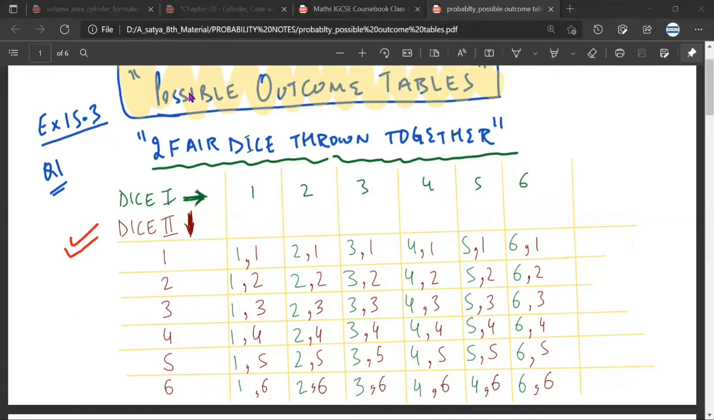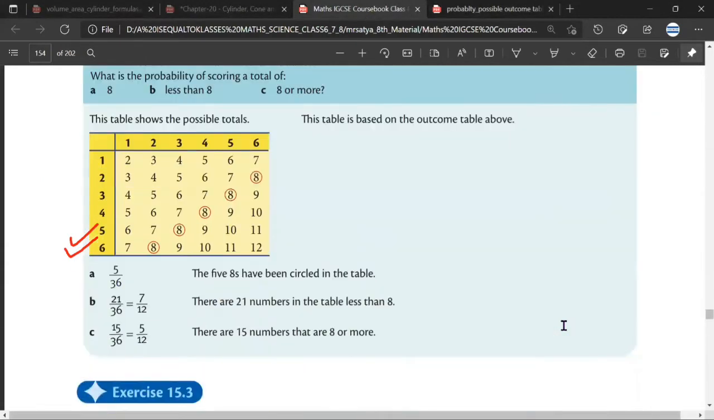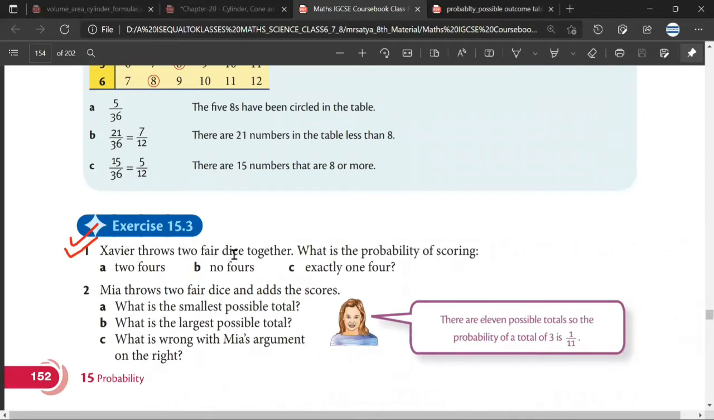Now, this is the table that we will have to refer to when we start doing questions where two dice are being thrown together. Any doubt till here? No doubt. I'll show you the kind of question that we'll be doing. For example, Xavier throws two dice together. Mia throws two fair dice and adds the score.